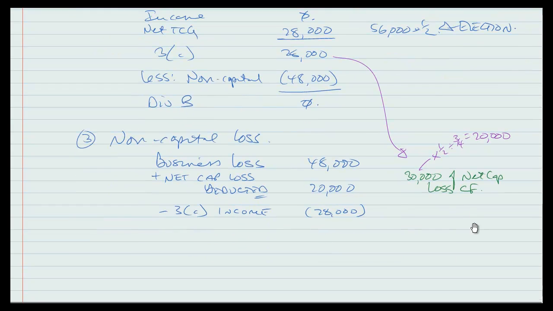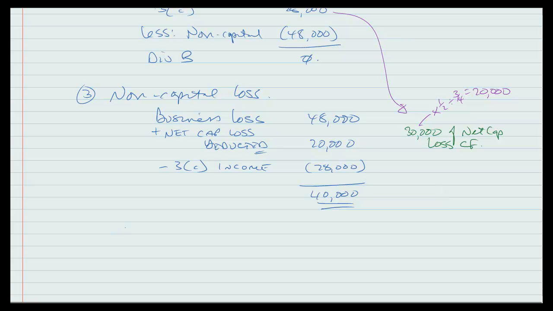And that tells us, okay, so my loss for the year is 40. So really what we've done is we've said, okay, if we had not made this election, we'd have $48,000 of non-capital loss to be added to the pool. Now we have 40. So the consequences of this, so really the question is asking for the consequences. We have the non-capital loss, loss carry forward.